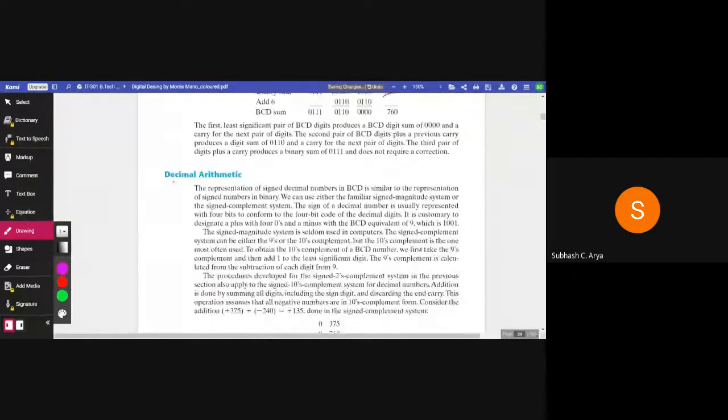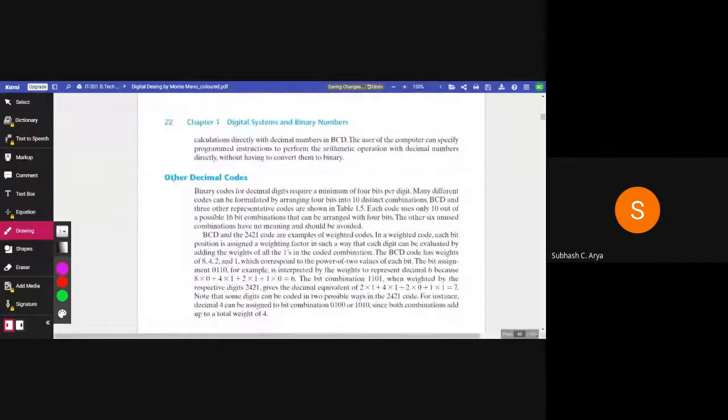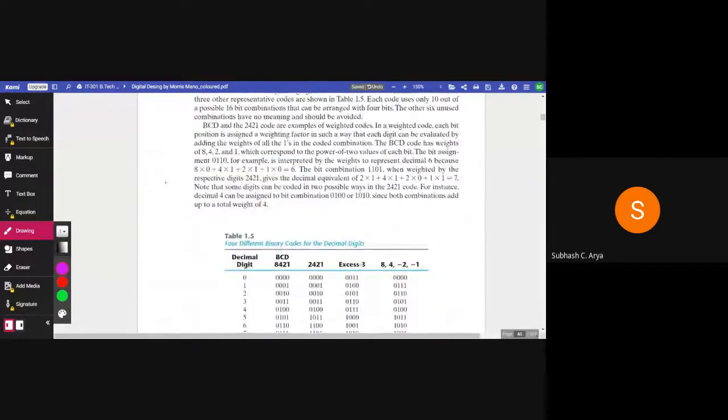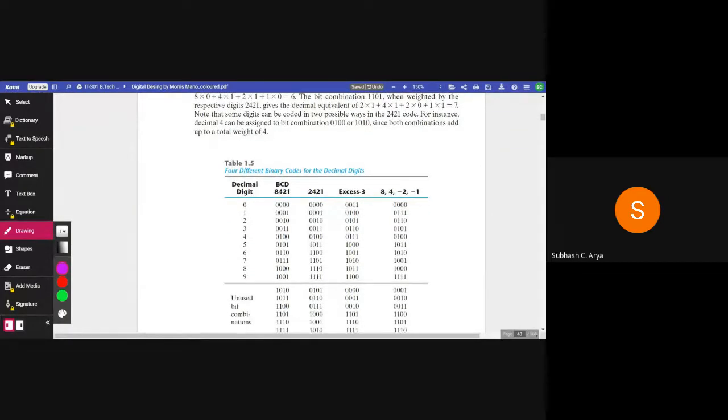Okay, now one more code in the same line I will cover. Where it is. Okay, these few codes are given here: BCD code, then Excess-3 code. These two are explicitly mentioned in our syllabus. That is why I will cover them. And besides that, we have Gray code also. I will cover it whenever its turn comes.